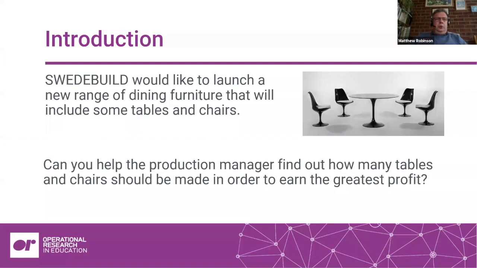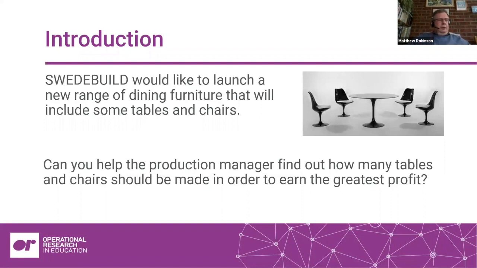It's a company called Swede Build, and we'd like to launch a new range of dining furniture that's going to include some tables and some chairs. If it helps, think of this as somebody like IKEA. So when you think about a company like this, they are looking to launch this new range of furniture. So they want some tables and they want some chairs. So they have to think about what they're going to build the tables and chairs out of, which might be called the raw materials, and then also understand the costs of actually building these tables and chairs.